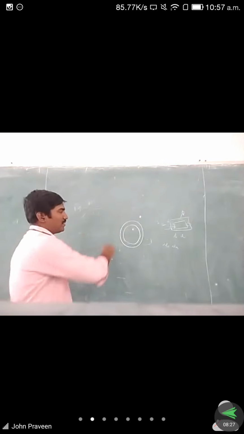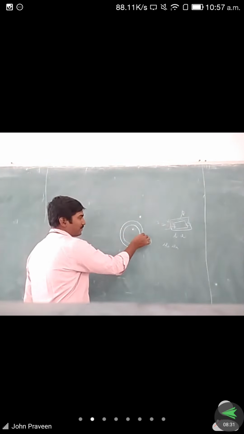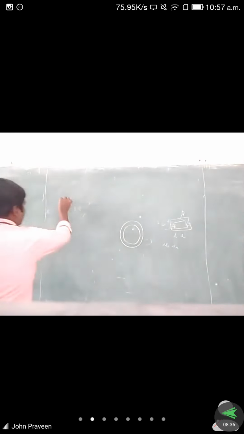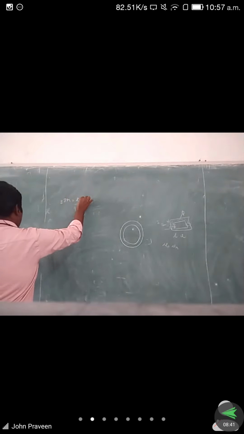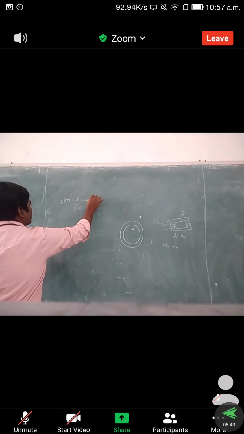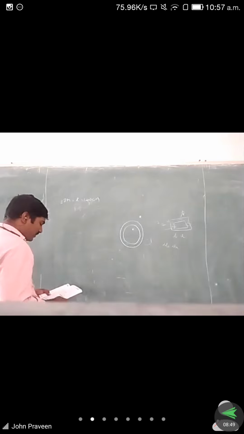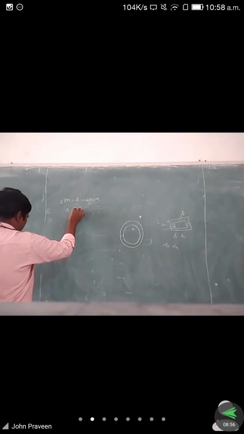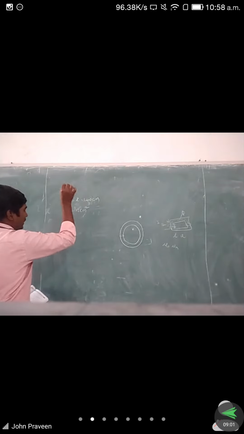The area is given, so the complete cross section area and the mean length. From here to here is the length. What is the length given? 2 pi r is equal to L, that is equal to 140 centimeters. Next, the cross section area is given. This is the cross section area, denoted by A. So A is given as 12 centimeters square.